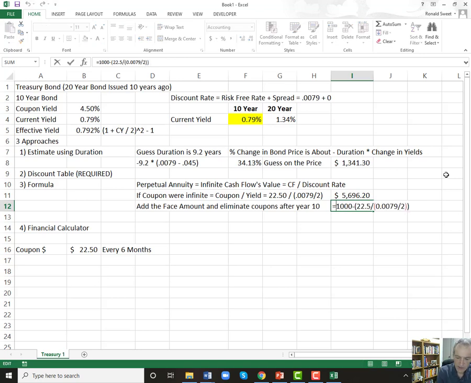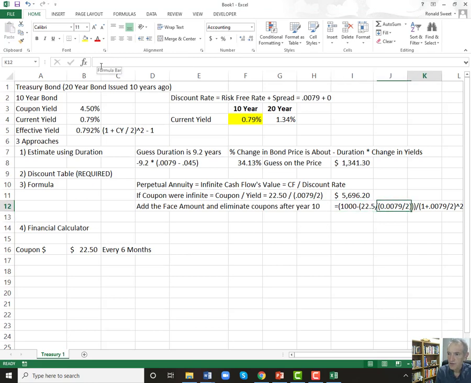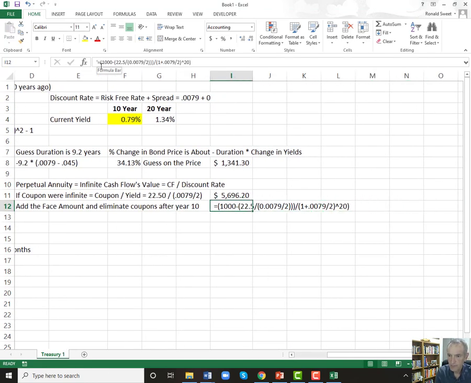And so what we want to do is take all of that and discount it to today. So we're going to divide that by 1 plus 0.0079 divided by 2, raised to the 20th, not because it's 20 years, it's 10 years, but there are 20 payments. And oh, Bill Gates doesn't like my parentheses for some reason. I don't know why. As I told you, I never get this right. It's always a parentheses problem in doing this. So 1,000, I probably have too many parentheses there. No, I need a parenthesis there.